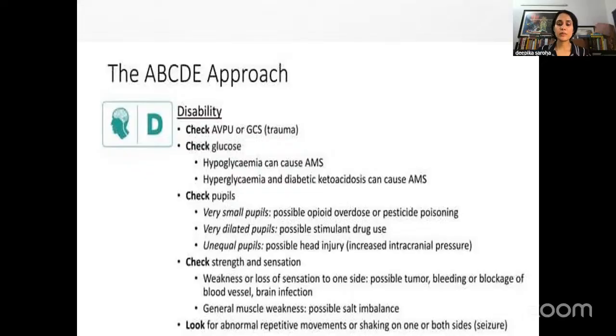Generalized muscle weakness can be a possible sign of generalized hypoglycemia, hyperglycemia, hypercalcemia, and even hypokalemia, with or without periodic paralysis. Hypokalemia because of decreased salt intake or dehydration can also present with generalized muscle weakness. Look for any abnormal repetitive movement, shaking of one side or both sides of the body, which in the emergency setting helps you identify seizure patients, whether they are seizing or not. Even non-convulsive status epilepticus patients can present with altered mental status.